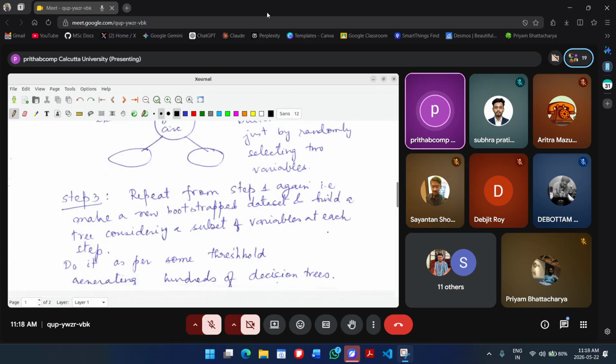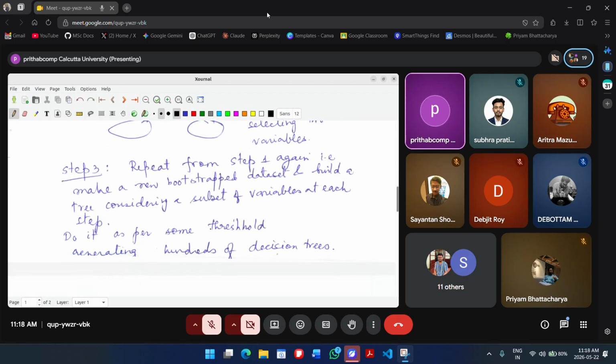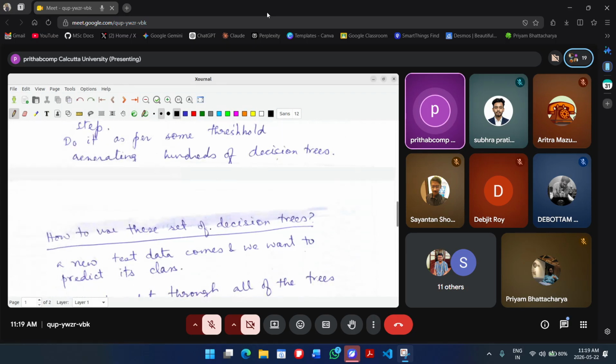That is what step 3 is. Repeat from step 1 again, that is, make a new bootstrap data set and build a tree considering a subset of variables at each step. You can keep on doing it as per some threshold that you can decide, generating hundreds of decision trees.